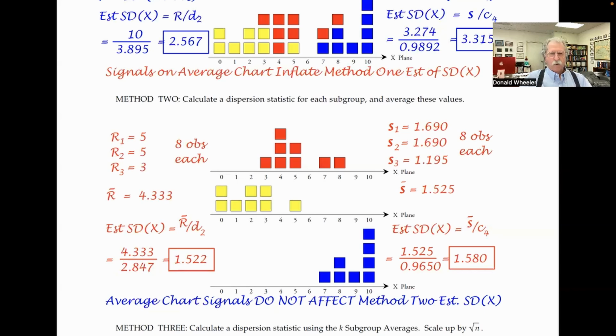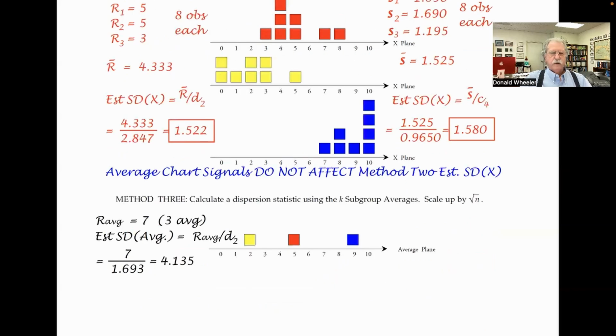Well, what about method 3? Fasten your seatbelt. The subgroup averages are 5, 2, and 9. The range of these averages is 7. So our estimate of the standard deviation of the averages would be the range of the averages divided by D2. 7 divided by the D2 for 3 data is 1.693. Gives us a 4.135.